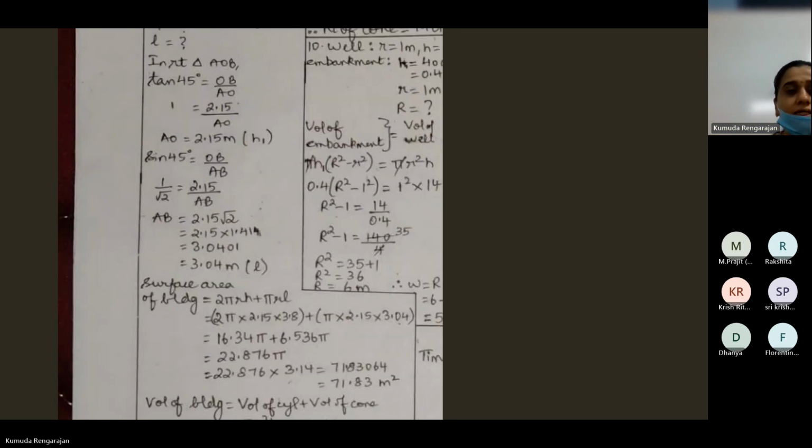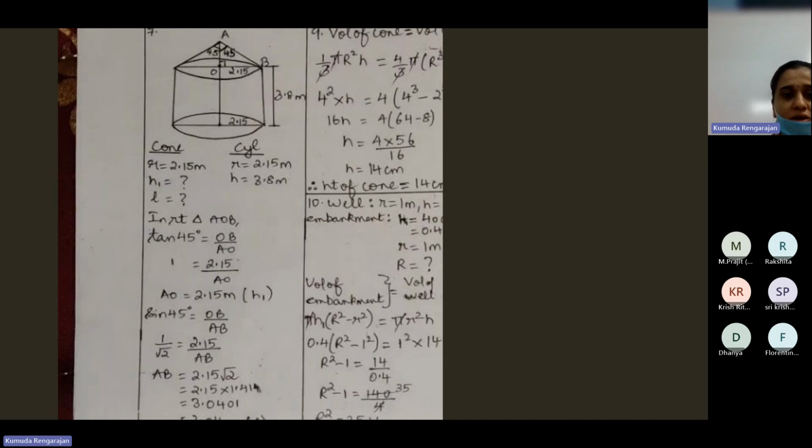71.83 is the surface area and 65.56 is the volume. Okay, I'll be sharing all these images.